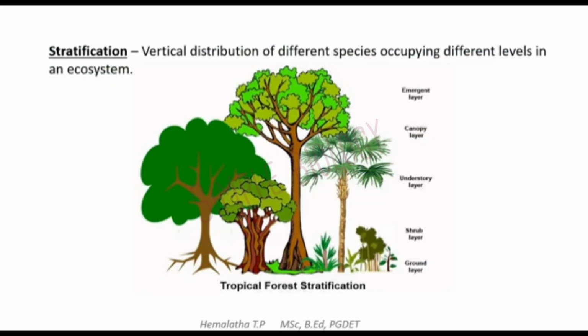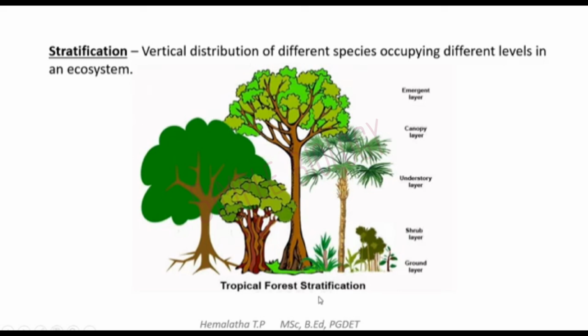These organisms have organized themselves in different layers or different levels in the ecosystem, and that is called stratification. So what is stratification? It is the vertical distribution of different species occupying different levels in an ecosystem.